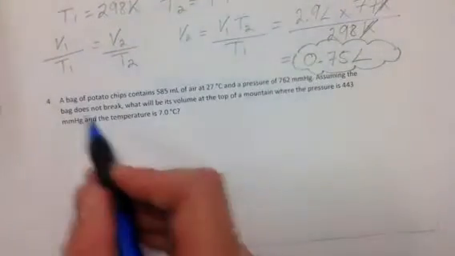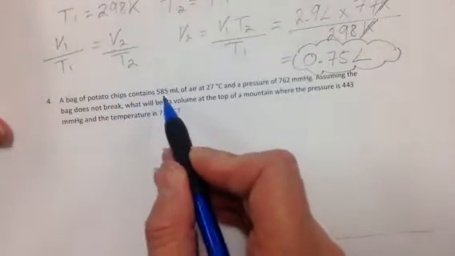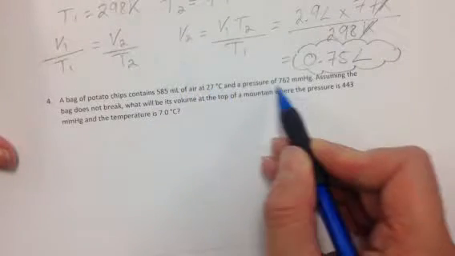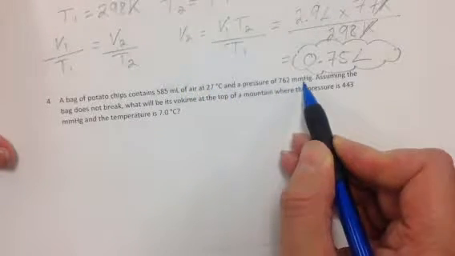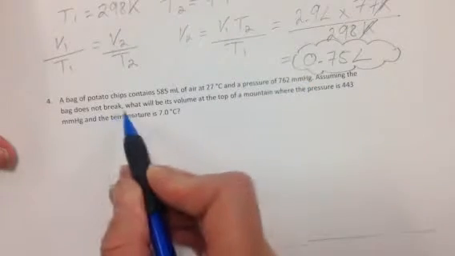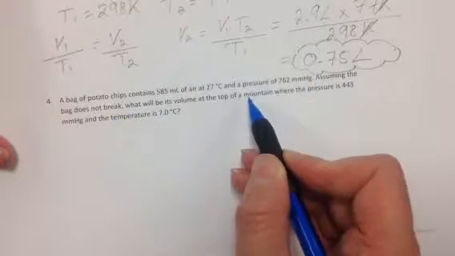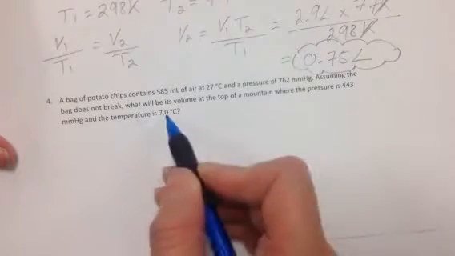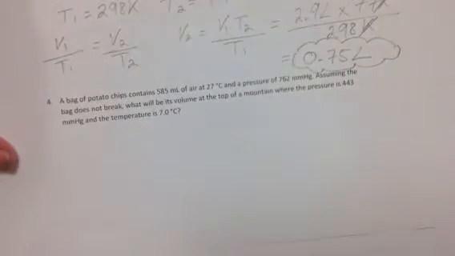Okay, number 4 on the worksheet. A bag of potato chips contains 585 milliliters of air at 25 degrees C and a pressure of 762 millimeters of mercury. Assuming the bag does not break, what will its volume be at the top of the mountain where the pressure is 443 millimeters of mercury and a temperature of 7 degrees C?